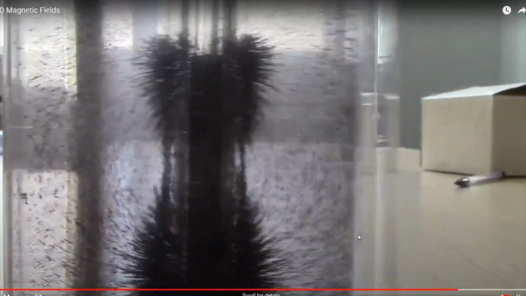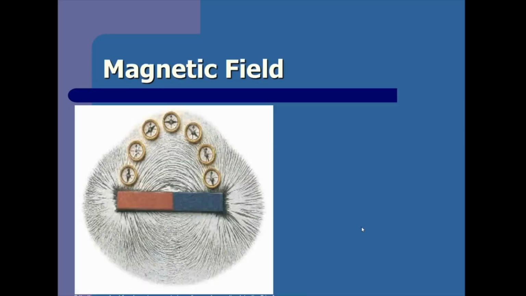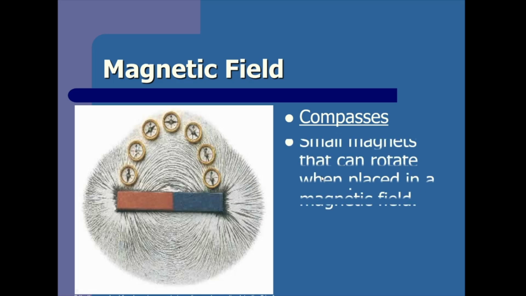Magnetic fields can actually be detected using really small objects that we're pretty familiar with, known as compasses. What is a compass? Basically, it's a small magnet that can rotate when placed in a magnetic field. You might not know this, but the needle that's inside of a compass is actually a small magnet, and it spins to tell us which direction is north on the Earth's magnetic field.